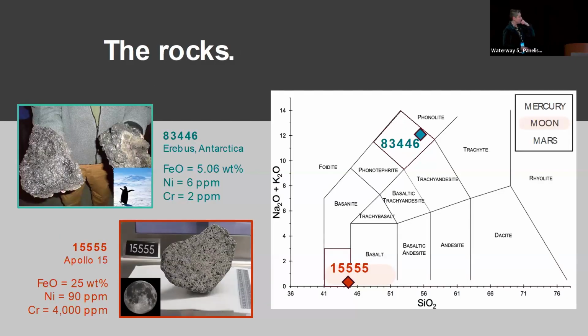These are the two rock samples that we used. We used one from an analog, not the actual 15555 sample, but an analog of the 15555 Apollo sample, in the orange, and then an Antarctic igneous rock in the green there.